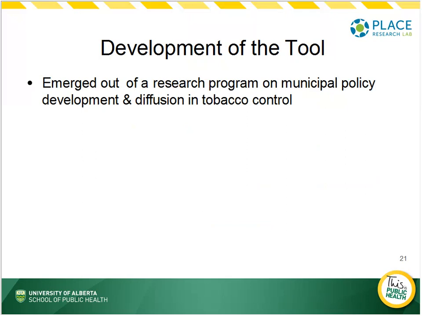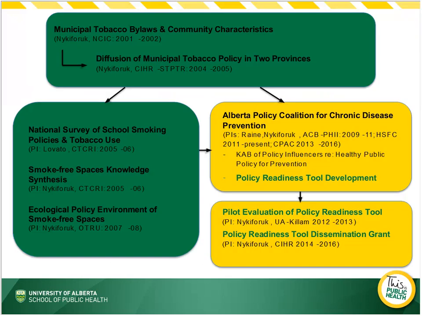So the tool actually emerged out of a fuller research program on municipal policy development and diffusion in tobacco control. And just to give you a glimpse of what that actually means, this work began with a National Cancer Institute of Canada grant back in the early 2000s, focused on understanding what led to the adoption and success of municipal tobacco bylaws, so smoke-free spaces predominantly, which led to another CIHR-funded study on understanding how those kinds of bylaws and policies diffused across 2 provinces.